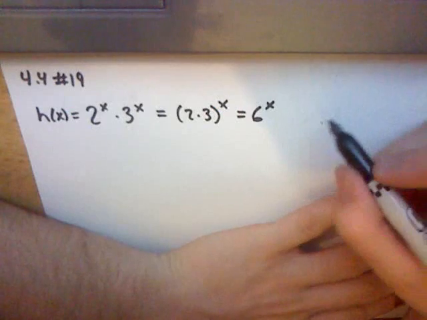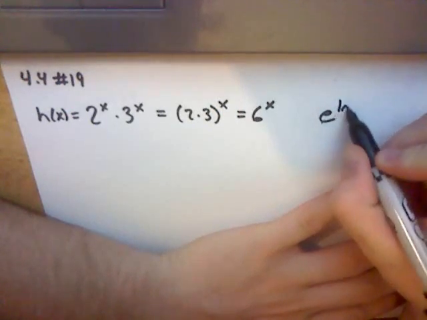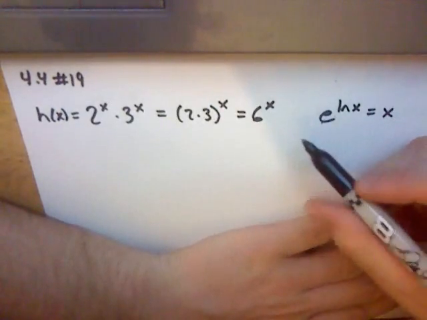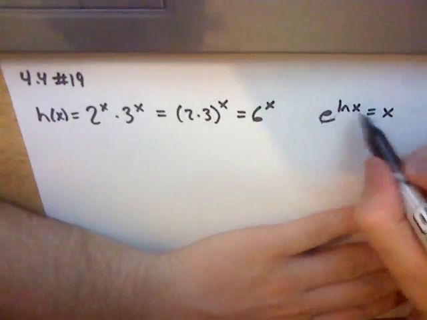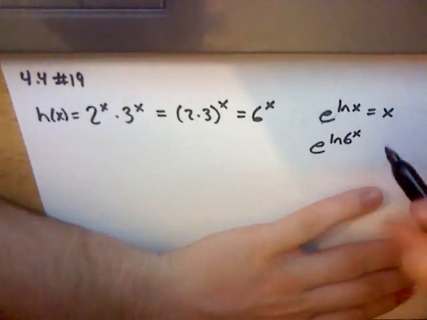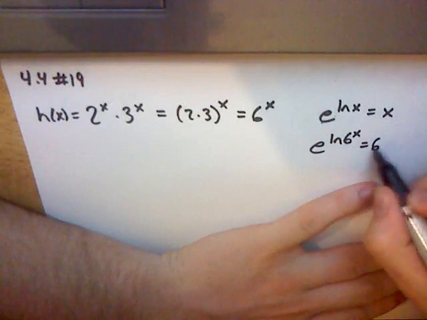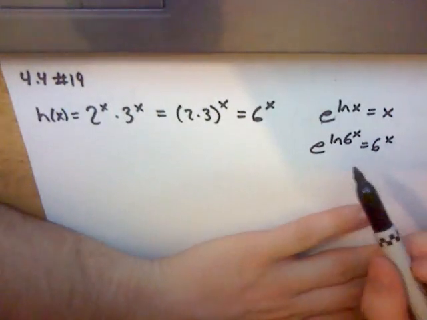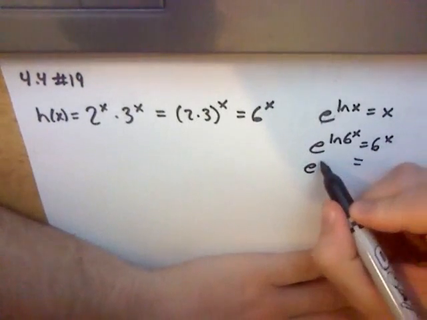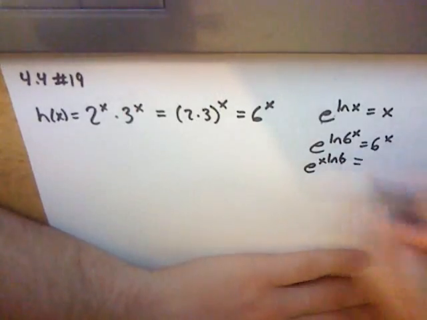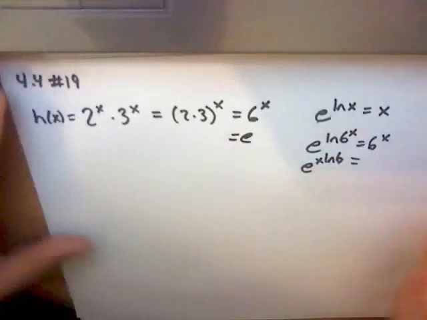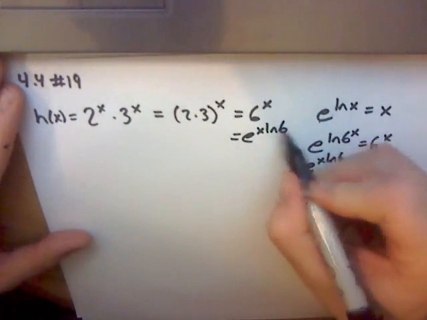So the best way to go about this is that we know that e to the ln of x is equal to x. So we can use this. We can plug 6 to the x into here, and we have that e to the ln of 6 to the x is equal to 6 to the x. So furthermore, this is equal to e to the x ln 6. So we replace this with e to the x ln 6.